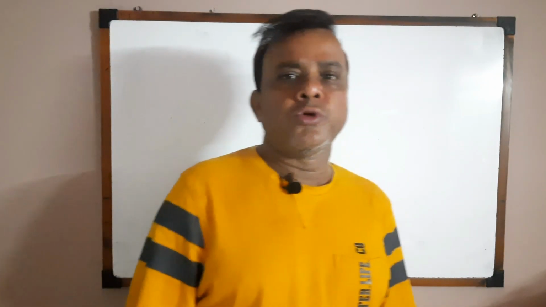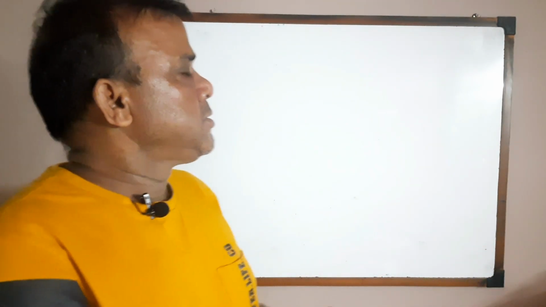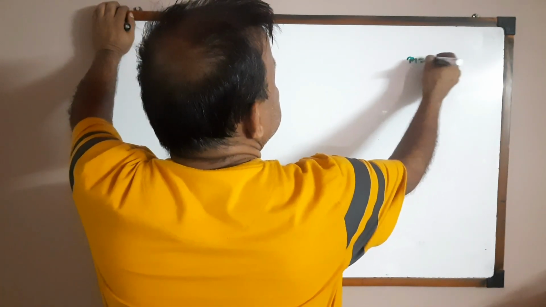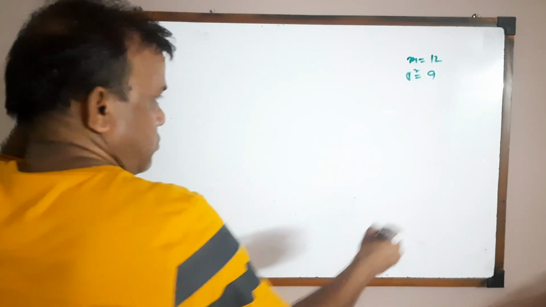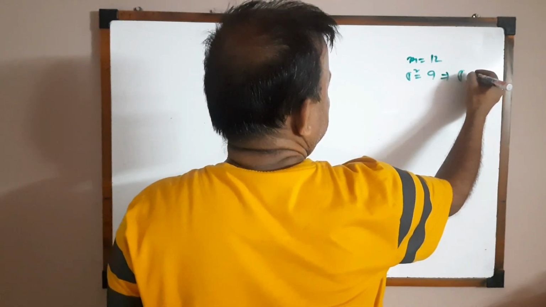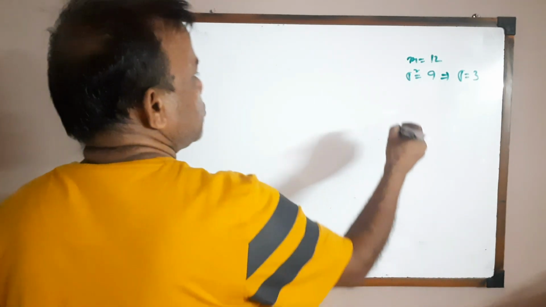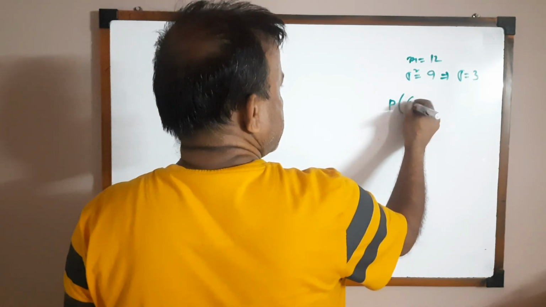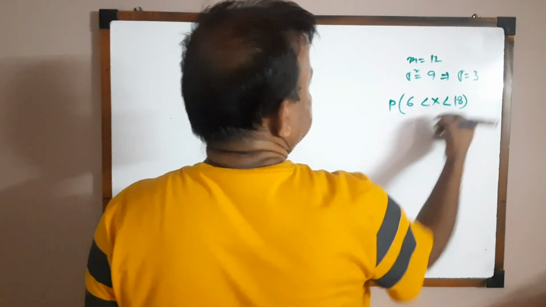Now we are going to solve a probability related problem. The problem is: a random variable x has unknown distribution with mean 12 and variance sigma square equal to 9. That means sigma, the standard deviation, equals 3. We have to find the probability that x lies between 6 and 18.